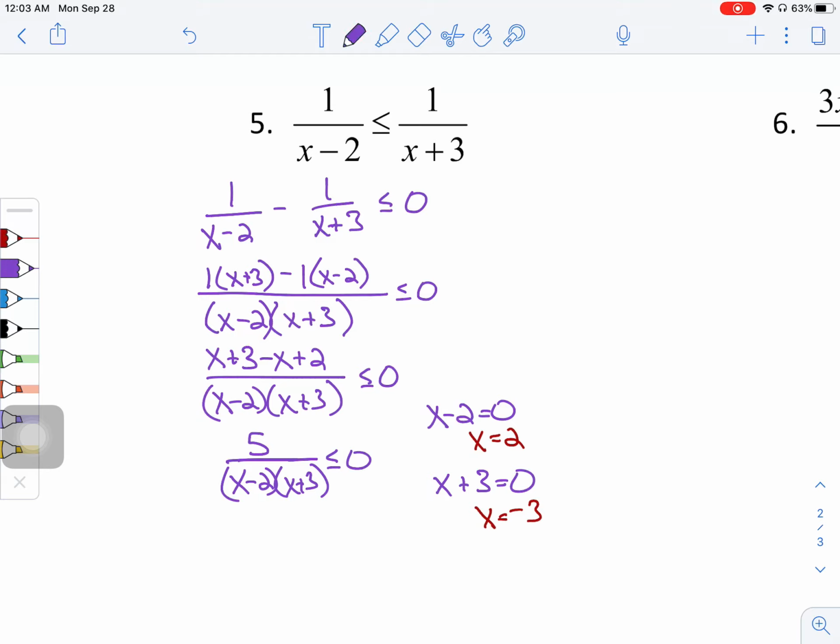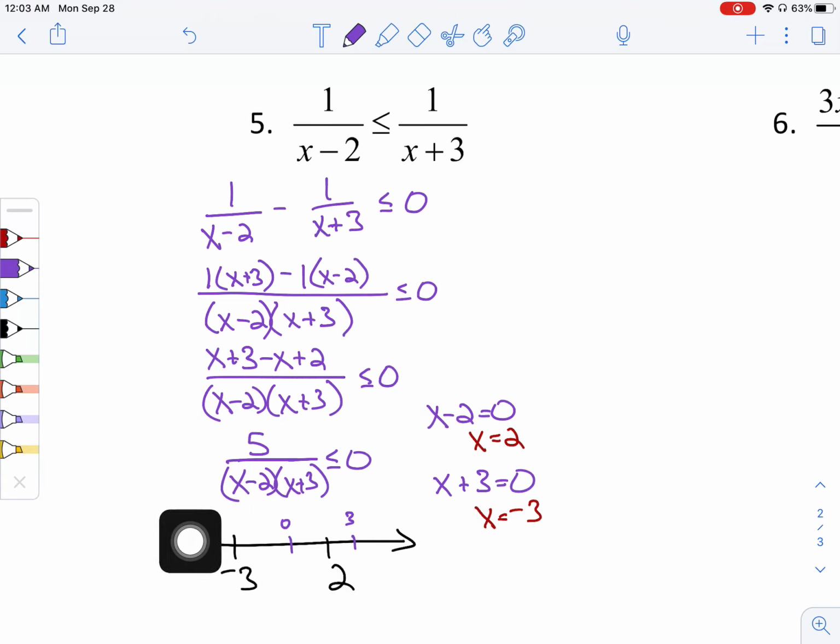So on my handy-dandy number line, I'm going to have two critical values: -3 and 2. To test, you could test -4. I would highly recommend testing 0 and 3. Again, you don't have to pick those exact values. I just find, especially with 0, it's easiest to work with.